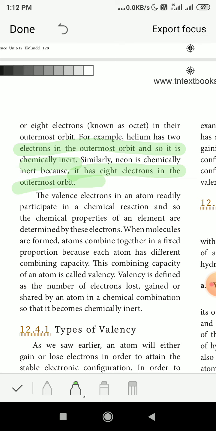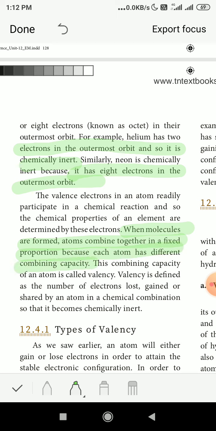The valence electrons in an atom readily participate in chemical reactions, so the chemical properties of an element are determined by these electrons. When molecules are formed, atoms combine in a fixed proportion because each atom has a different combining capacity. This combining capacity of an atom is called valency.